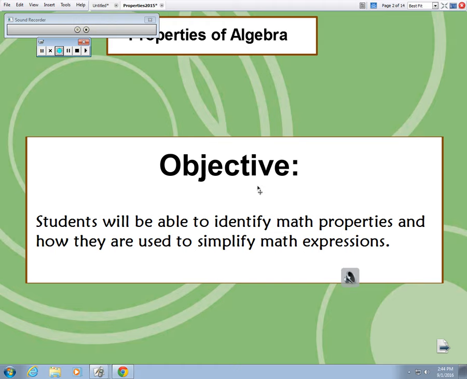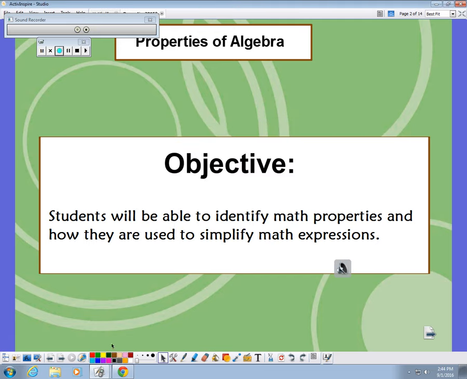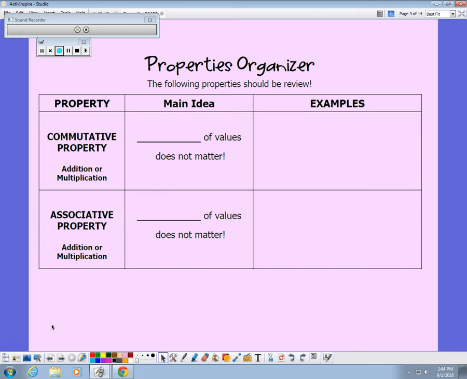Again, today we're going to learn some more about properties and how they apply to the math that you've been doing. And we're lucky because you have previously talked about properties, and so some of these ought to be pretty familiar to you. So just follow along.